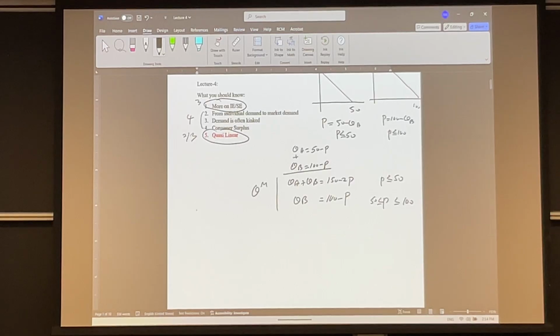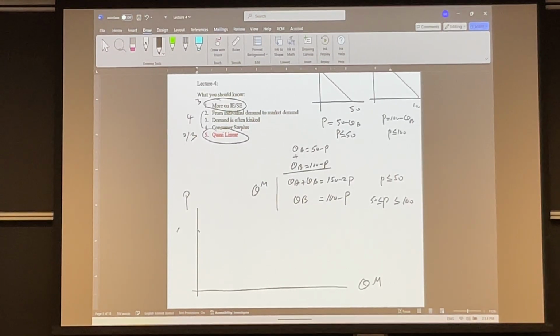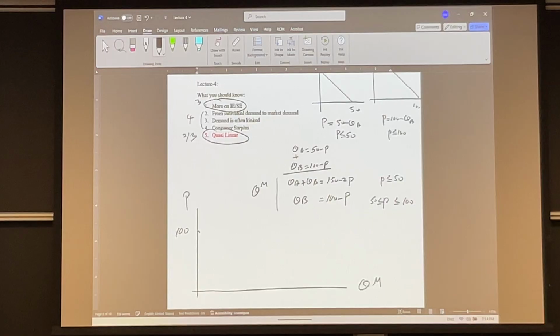If you want to graph the market demand, it should look like this. That's the market demand. That's the price. What's the highest price anyone wants to pay in that market? 100. What's the highest quantity sold in this market? How much? The highest quantity is when the price is 0. That is 100, 150. So that's the other end of the demand.